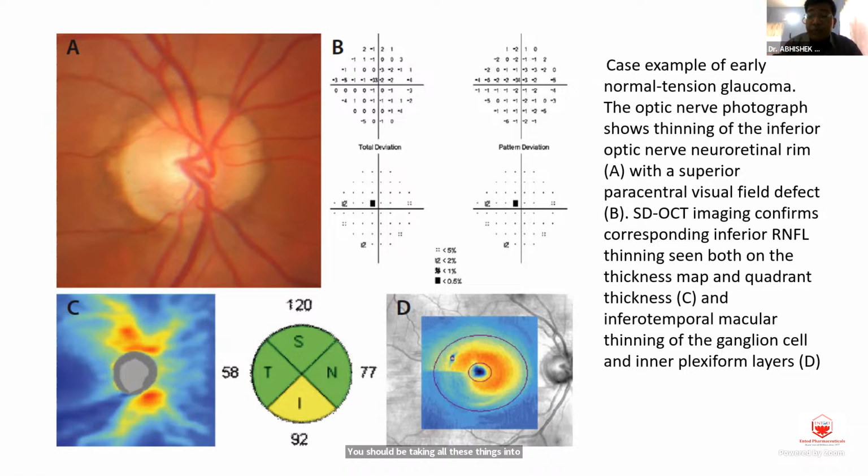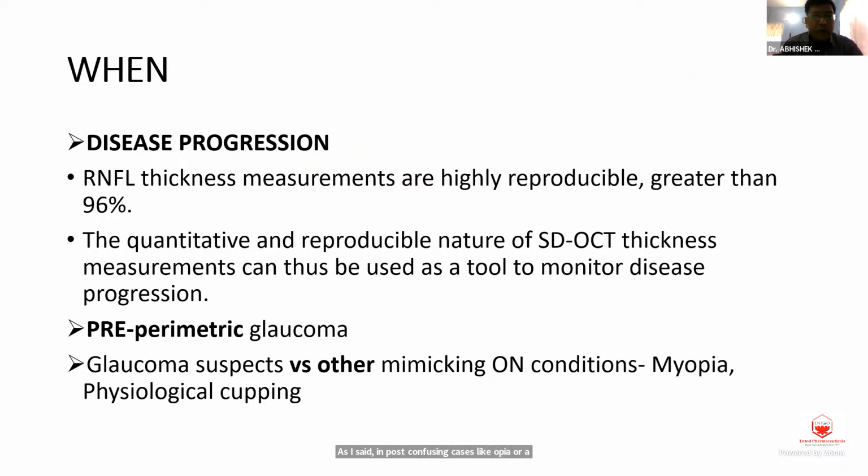And basically, it becomes very important, as I said, in those confusing cases like myopia or a physiological cup where you have to differentiate. As we already talked about, for disease progression, the reproducibility rate in almost all the studies, especially with the spectral domain OCT, has been more than 96%. So it's an excellent tool for monitoring progression. And of course, perimetry, we do not deny, is the gold standard. But yes, OCT provides you a very good reproducibility. And it is not like the variability, as ma'am talked about, where the same patient can give different results on different occasions, depending also upon the reinforcement by the person performing the perimetry. But that is not the case with OCT.